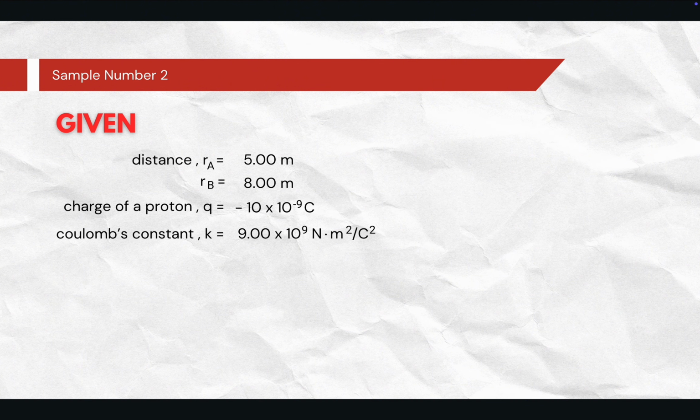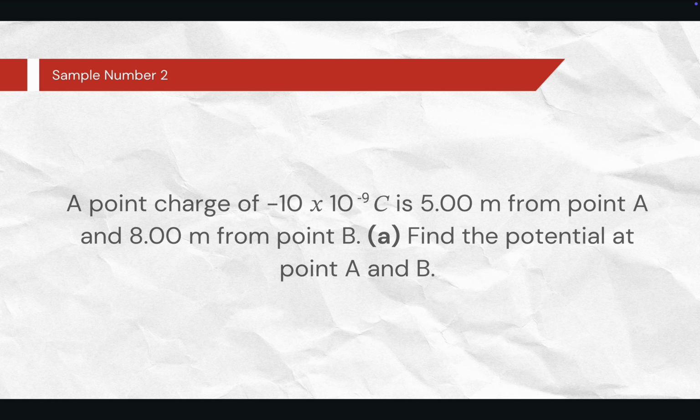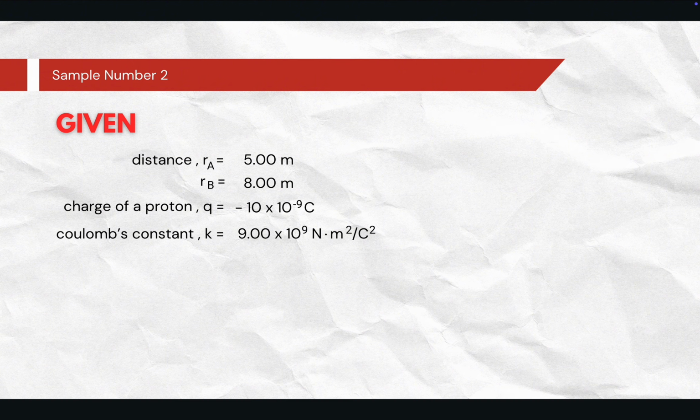So, ganun ulit, given, pero dalawa yung distance. May point A siya and may point B. Yung point A is 5.00 meters, and yung point B is 8.00 meters. Charge is yung negative 10 times 10 raised to negative 9 coulomb, and yung coulomb constant, ganun lang din. Ang hahanapin natin is yung electric potential.